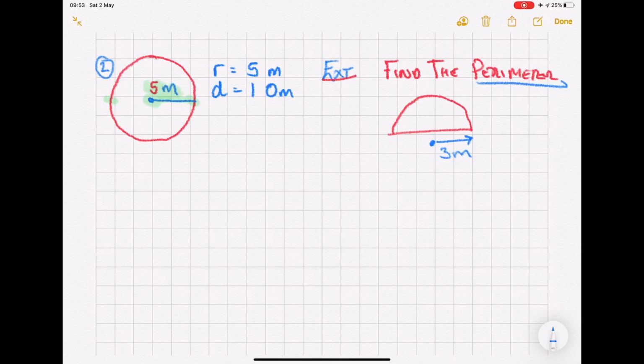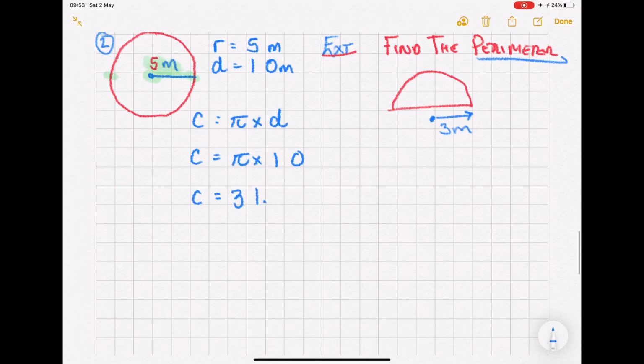Let's write out our equation. So circumference equals pi times by the diameter. Circumference equals pi times by, let's substitute in our diameter, which is 10. Now let's type that into a calculator. So pi times by 10 is 31.4159. And we're working in metres because it's metres up there.